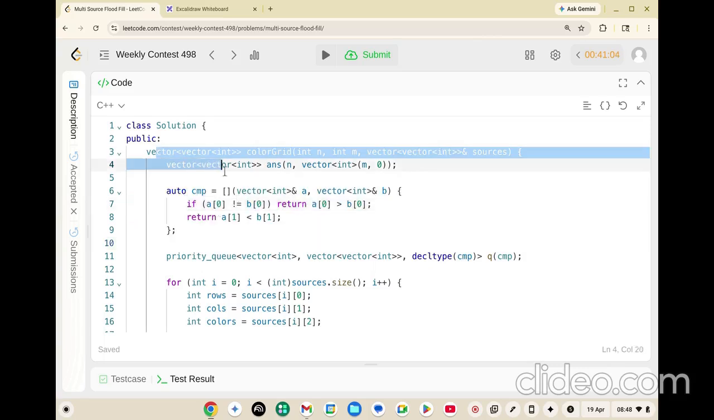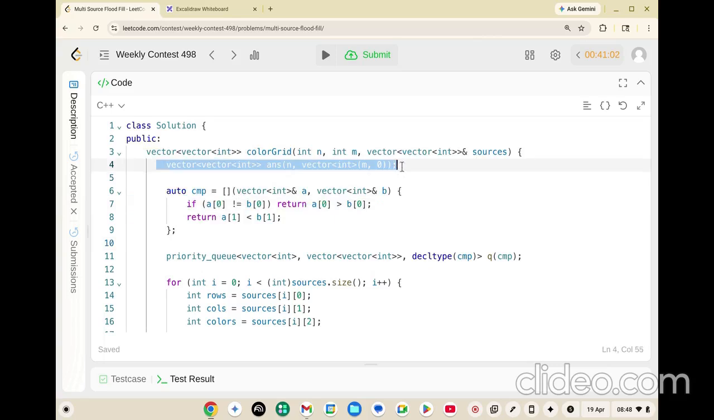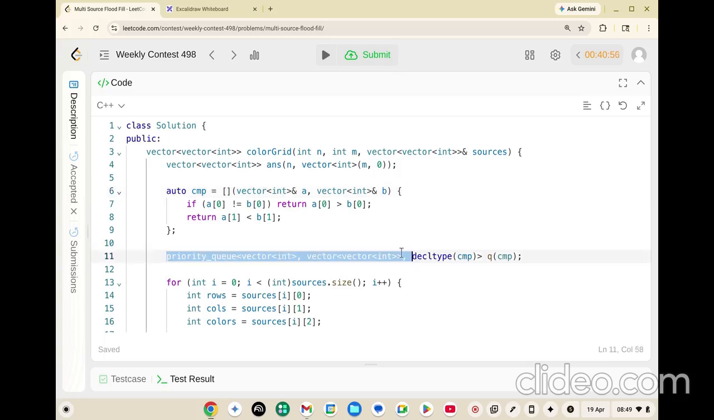So first we created an answer vector, right? Initially all had the value 0, right? We created a priority queue, right? Now what is this priority queue? It is a min priority queue, right? Min priority queue with a decltype comparator.